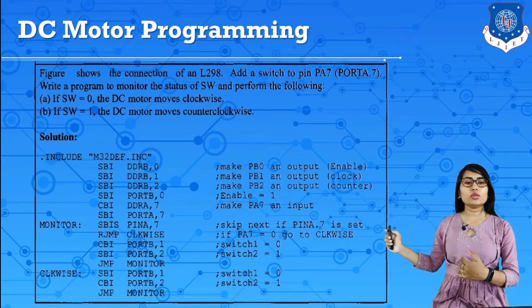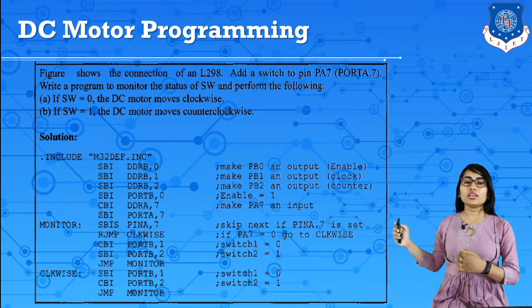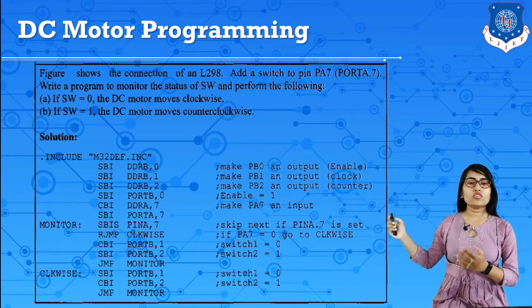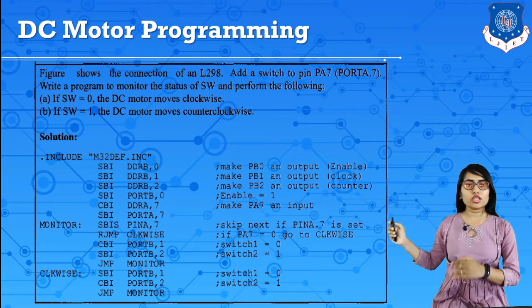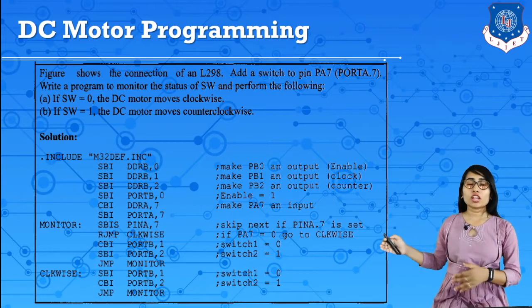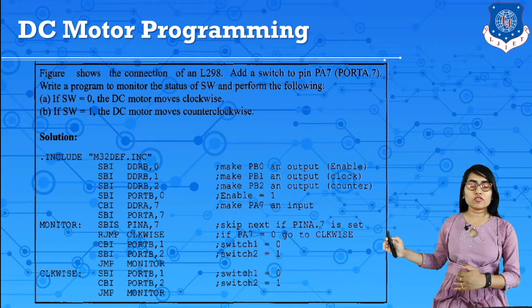Now set the pin A.7. Okay, now set A.7 through these instructions and check the value. Skip next if PA.7: if it reads the value of A.7 and it has a set value, skip the next instruction, that means jump to clockwise. If A.7, then we have to perform clockwise.